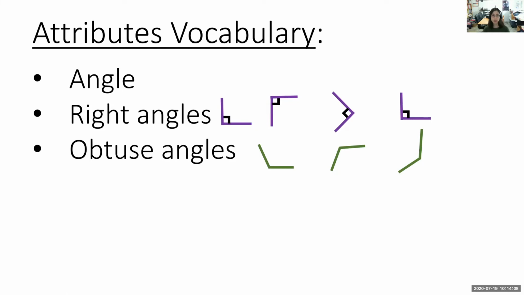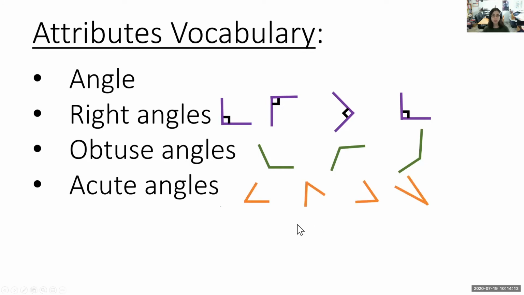Now there's an angle that is smaller than a right angle, and that is an acute angle. Acute angles are smaller than that capital L. For example, here is an acute angle, and so is this one, and this one, and this one. These are all smaller than right angles.